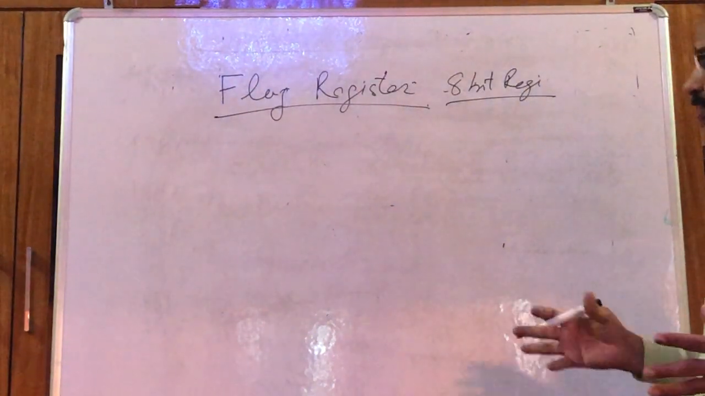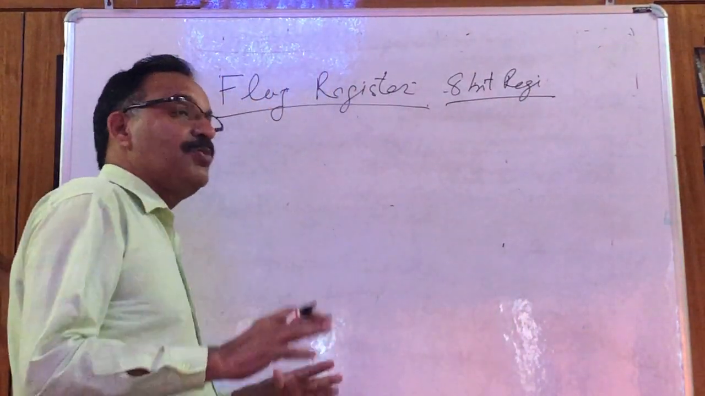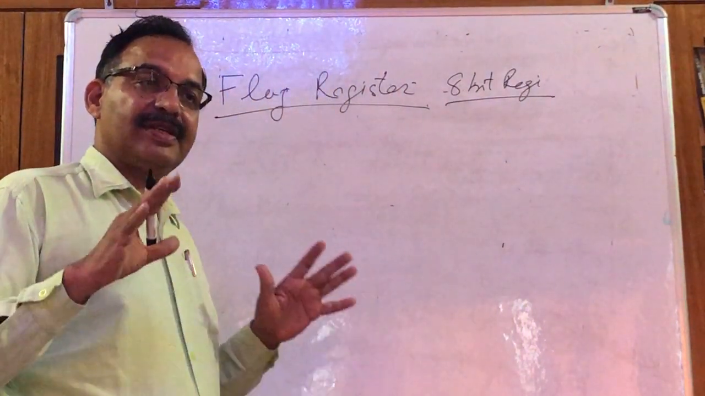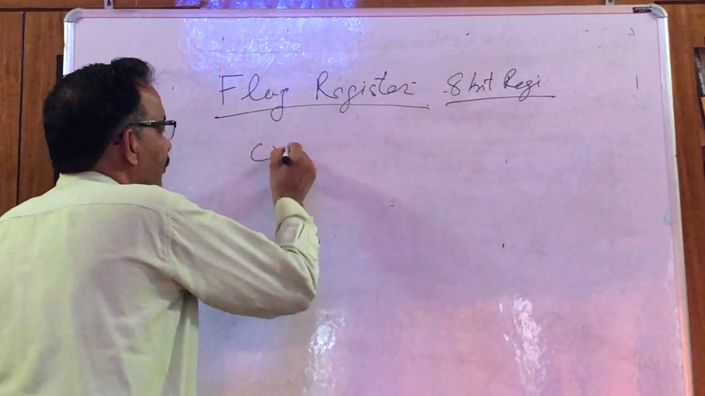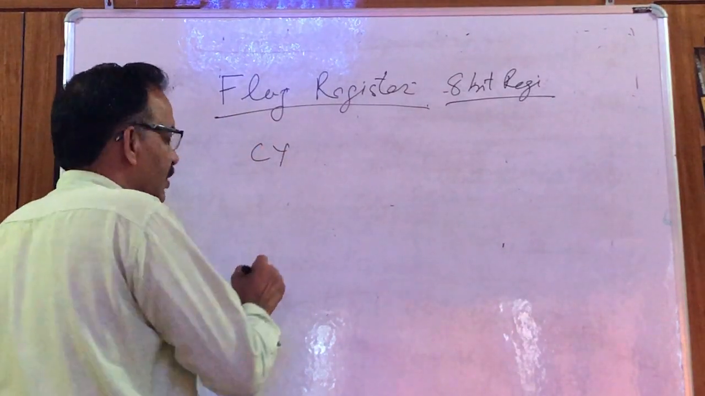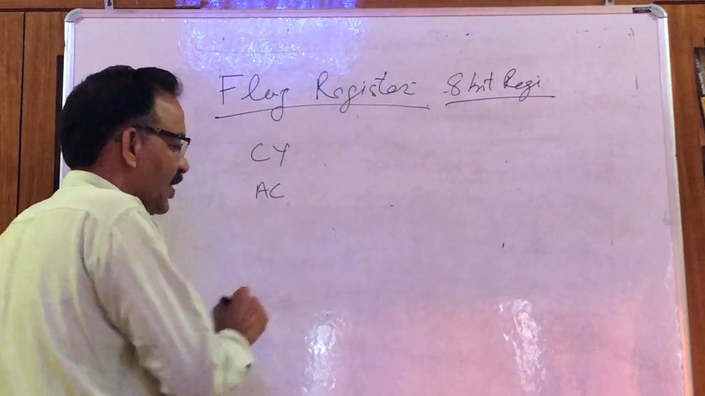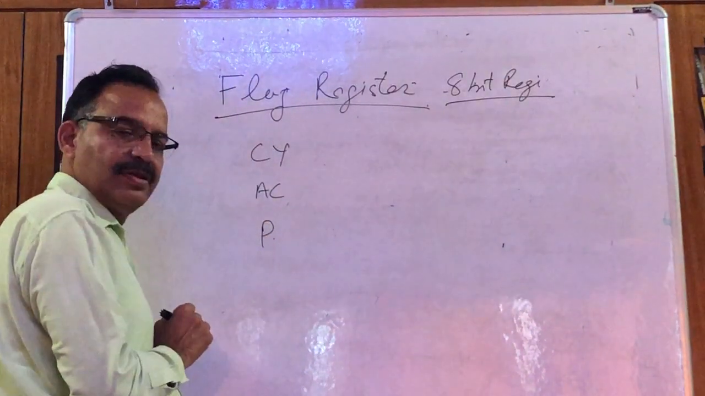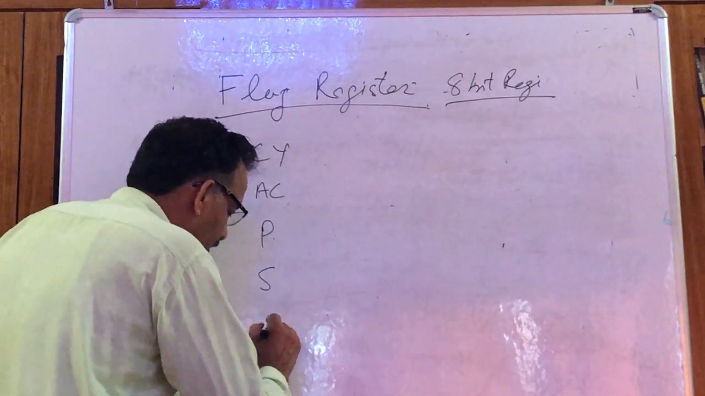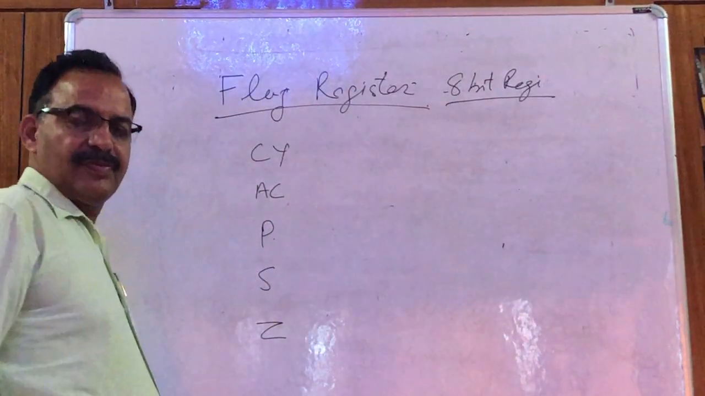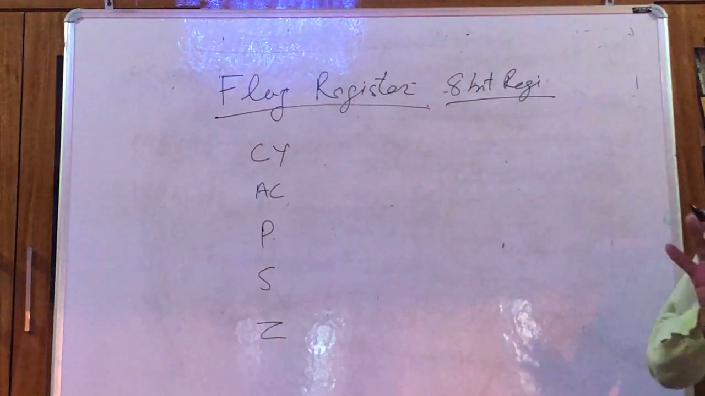Here in 8085, we have five different types of flag bits which represent five different conditions. They are the carry flag bit, the auxiliary carry flag bit, the parity flag bit, the sign flag bit, and the zero flag bit. 8085 has these five flag bits.